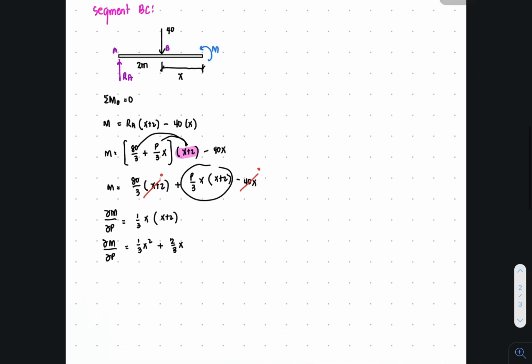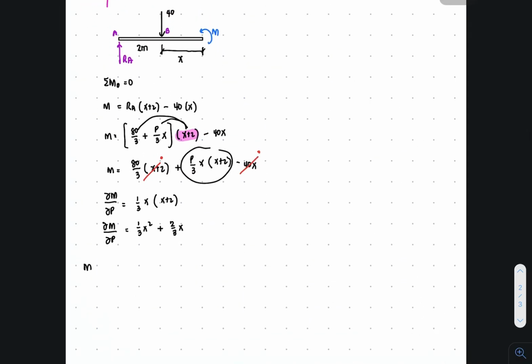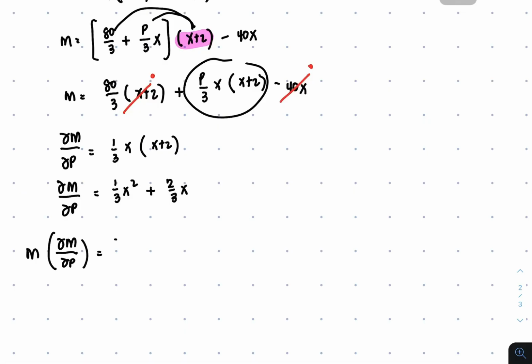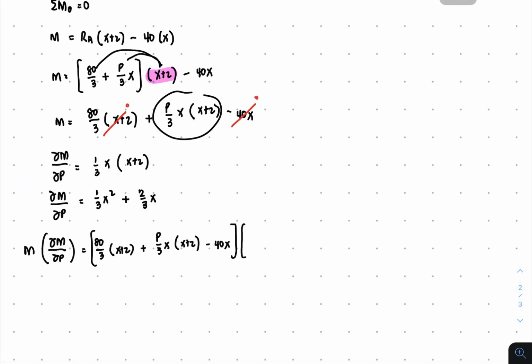And in this case, let's get its product. The M times the partial derivative of this segment, which is 80 over 3 times x plus 2, and then plus P over 3x times x plus 2, minus 40x, to be multiplied by this one, 1/3 x squared plus 2 over 3x.